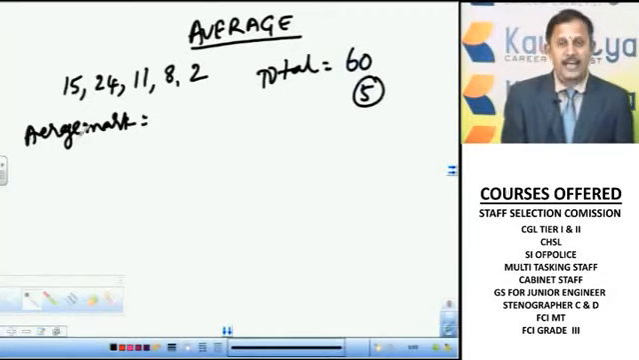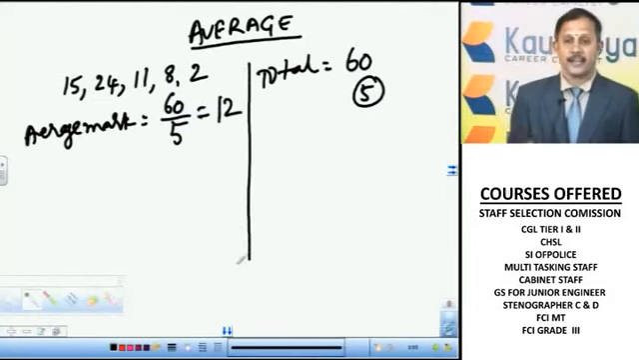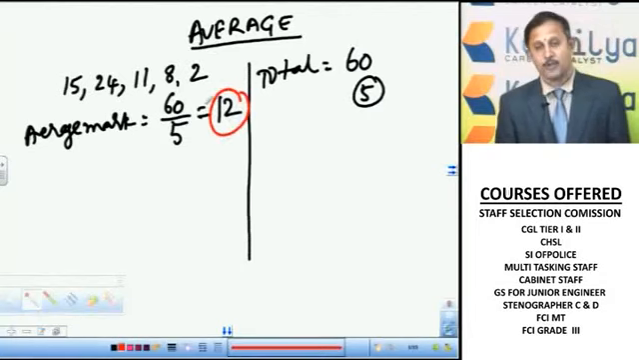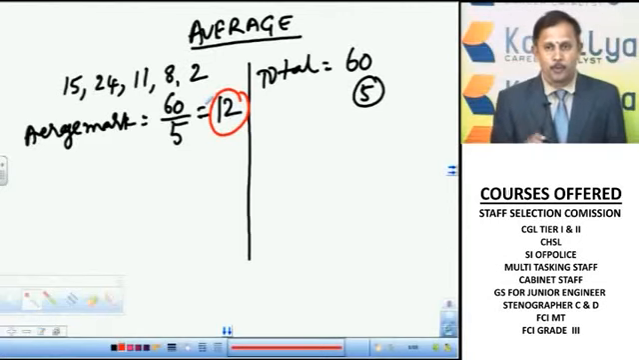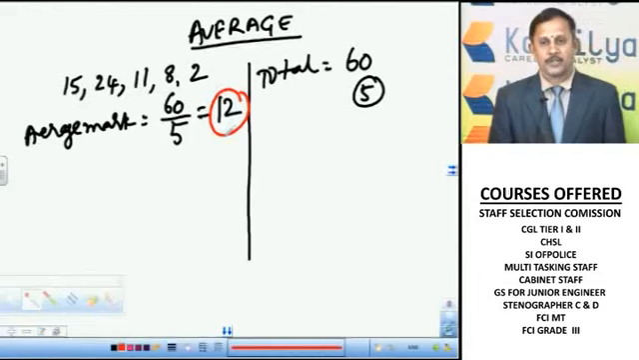But we have to find out the average mark. So 5 students got 60 marks in total, and if you distribute 60 marks equally among them, each student can get 12 marks. So that can be named as the average value. That can be considered as the average performance of the group. So here nobody got exactly 12 marks.